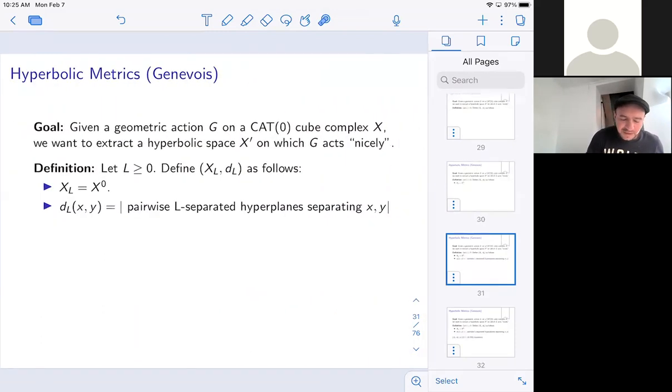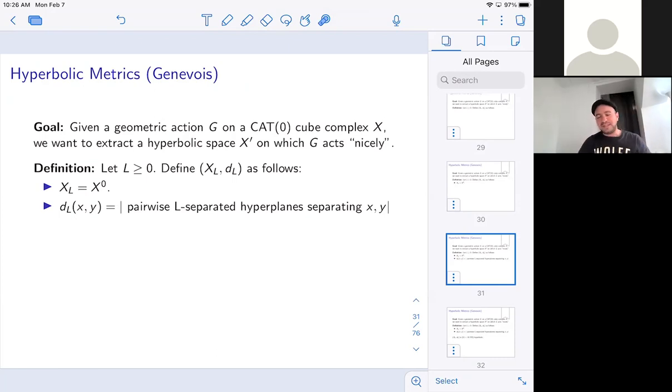And I'm going to give it the following distance. The L distance between 2 points is, well, you say this. The combinatorial distance between 2 vertices is the number of hyperplanes that separate them. Here you say, well, instead of counting all the hyperplanes that separate them, I'm going to count the hyperbolic-like ones, i.e., instead of counting all hyperplanes separating X and Y, I'm going to only count the pairwise L-separated hyperplanes separating X and Y.